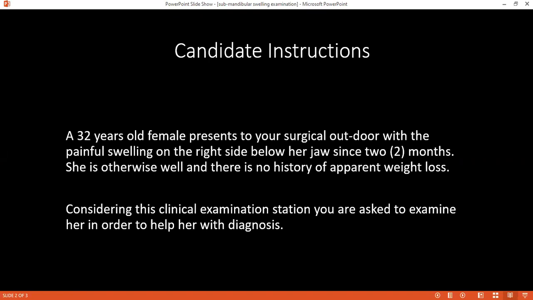What are your provisional and differential diagnoses, please? So for provisional and differential, there could be submandibular sialolithiasis, or there could be a submandibular neoplasm, or it could even be a dental infection. How would you confirm your diagnosis?